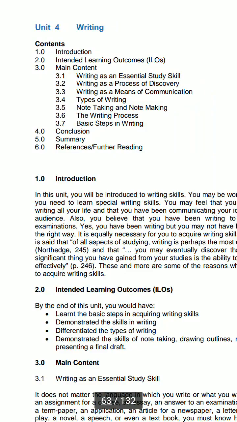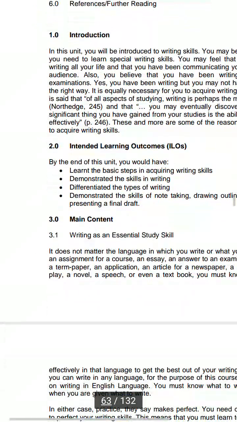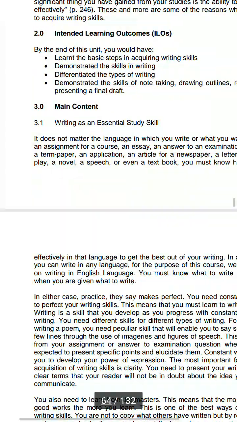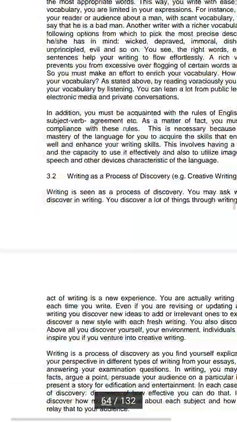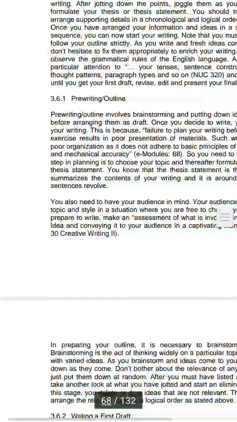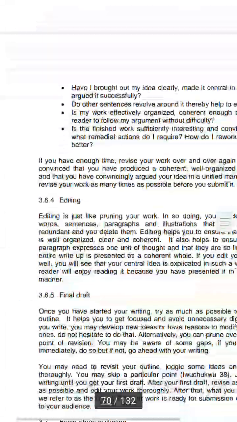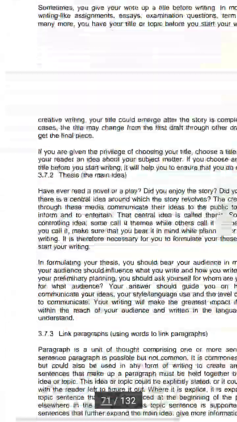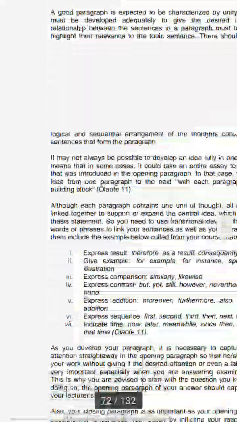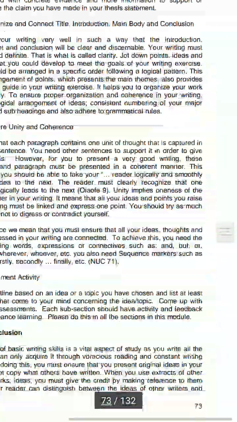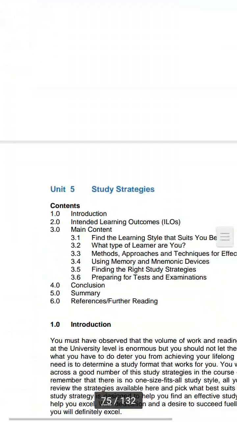Then unit 4, writing. This involves penning down notes, jotting down important points while you are reading. Writing enables an individual to make and structure good notes for remembrance purposes.